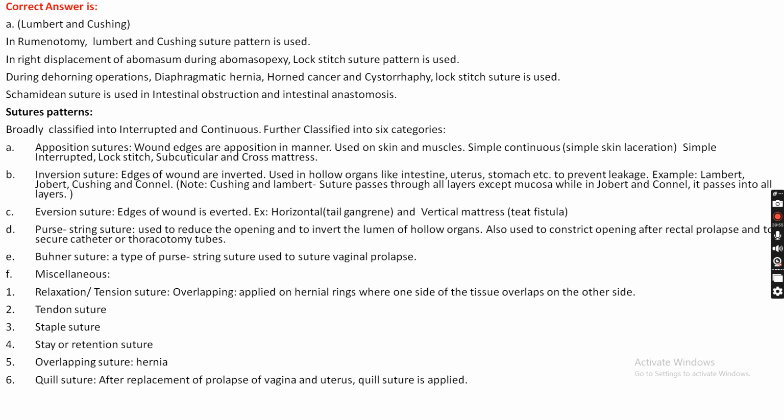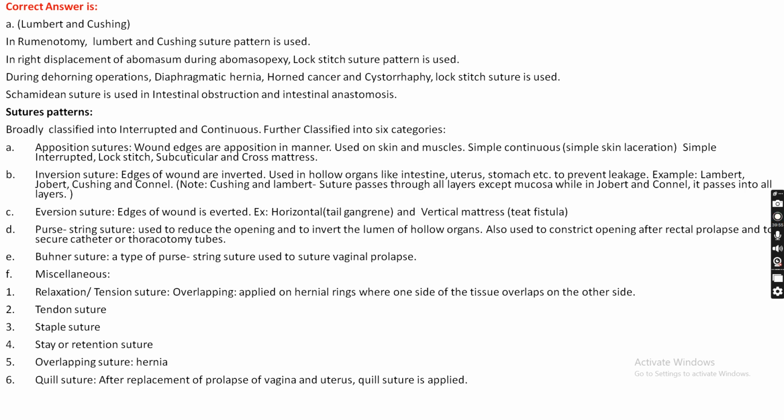Similarly, purse-string sutures are used to reduce an opening and also to invert the lumen of a hollow organ. They are also used to constrict the opening after a rectal prolapse, and also to secure a catheter or thoracotomy tube.